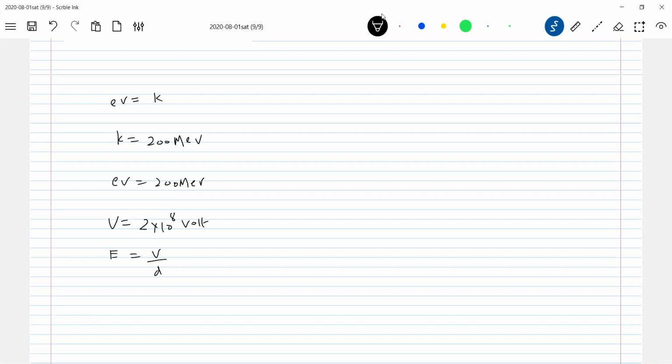Let's go for E equal to V by d, so V equals E into d. Let's take the electric field of say 1000 volt per meter, or 2000, I'll write it, 2000 volt per meter. Then what should be the distance d? You should take it here, 10 to the power of 5.